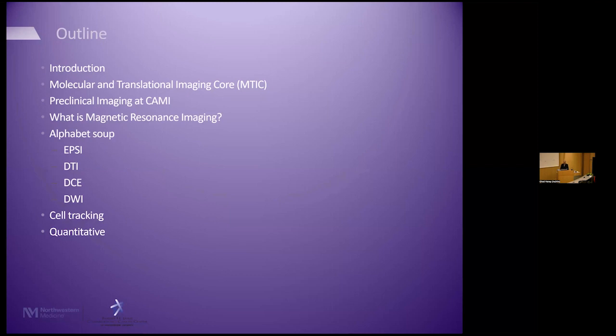Just a quick introduction. I'll talk about the Molecular and Translational Imaging Core, which I am part of, and then preclinical imaging at CAMI, the Center for Advanced Molecular Imaging. And then we'll get into the meat of the talk, which is what is MRI and how can you use it for your cancer research?